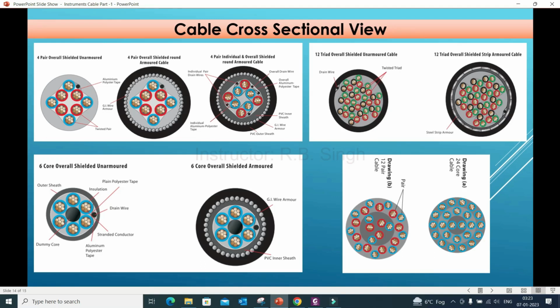Basically if you talk about the core cable and pair cable, then cost wise the pair cable is more costly than the core cable. But if you see the difference between the core cable and pair cable, the outer diameter of the core cable is smaller as compared to the pair cable, because 12 pair also has 24 cores and the 24 core itself has 24 cores. But if you talk about the outer diameter, then the 24 core has a smaller outer diameter than the 12 pair cable.